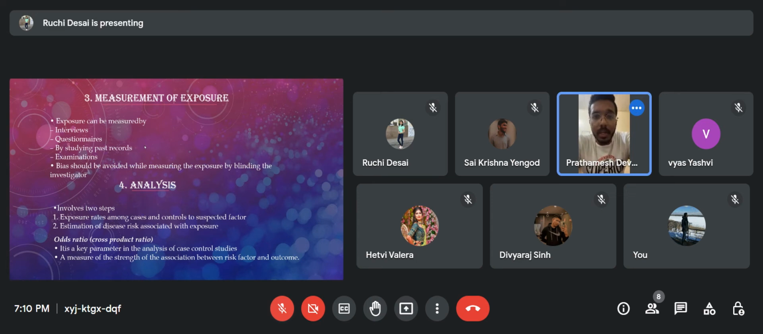It's a key parameter in the analysis of a case control study, a measure of the strength of the association between risk factor and outcomes.